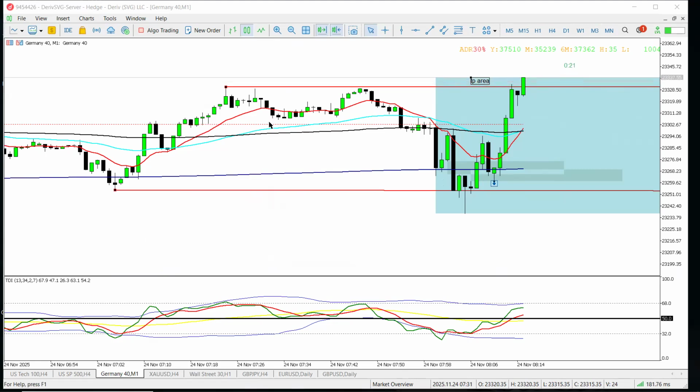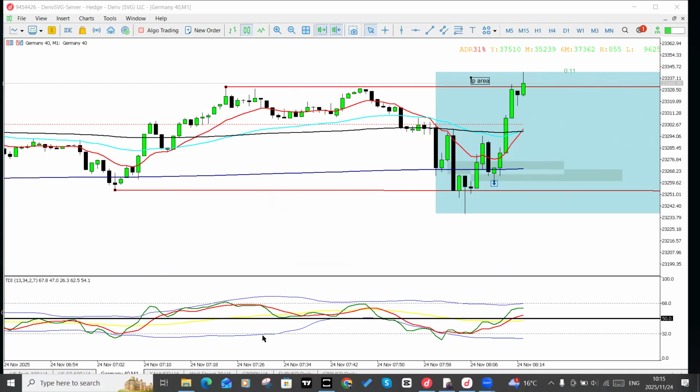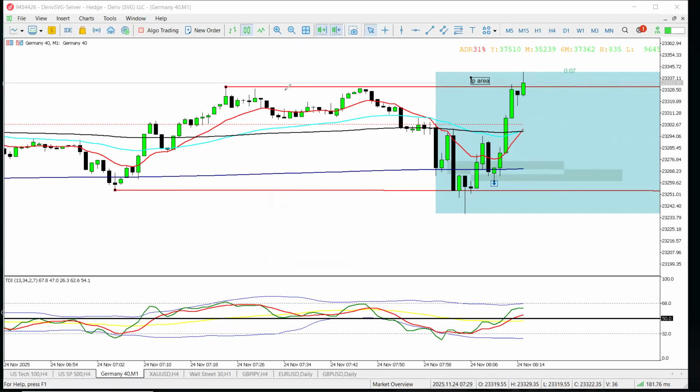Okay, the trade is currently running at 50 points. We've reached the first TP area, and this is also a liquidity sweep to the top side. So I guess the thing with trading is just understanding what price is doing or what we are aiming for.